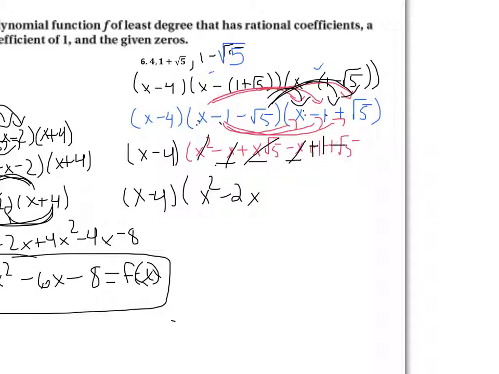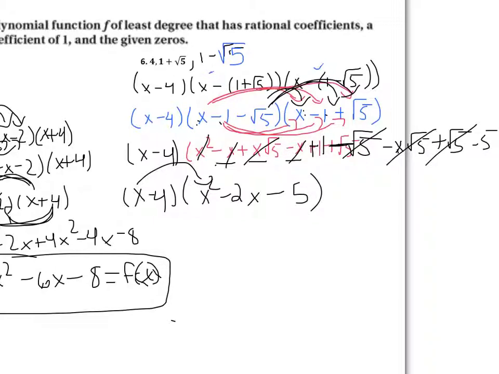So this should be minus the square root of 5. And then I get minus the square root of 5x, which we already got rid of. And then plus the square root of 5 minus 5. So boom, boom, boom, those are all gone.